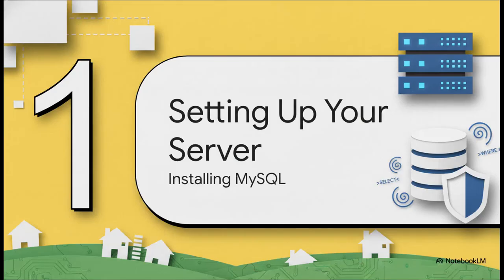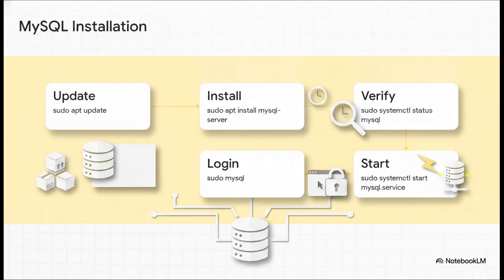Section 1. Setting up your server. Right, so before we build our digital house, we've got to prep the land. Our land here is an Ubuntu server, and these 5 sequential commands are going to be your best friends. First, update the package index with sudo apt update. Second, actually install the software using sudo apt install mysql-server. Third, verify it's running with sudo systemctl status mysql. If it happens to be asleep, step 4 wakes it up with sudo systemctl start mysql.service. And finally, log in with sudo mysql. Simple, sequential, and honestly, super effective.